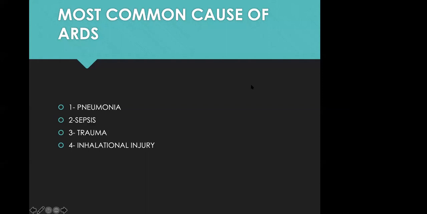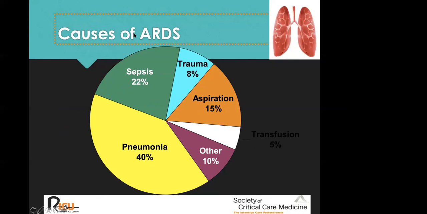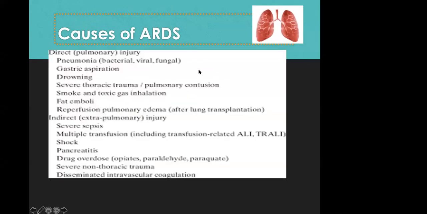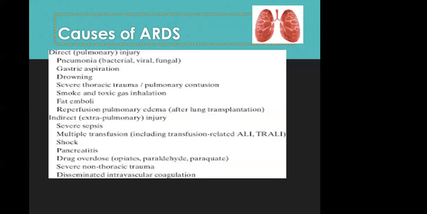Okay, so some are saying pneumonia, some are saying sepsis. We can see the causes of ARDS in this diagram. Pneumonia is presenting 40%, so 40% of the causes of ARDS is pneumonia. Then the second cause is sepsis. The third is aspiration. Then it can be trauma, blood transfusion, and other causes.